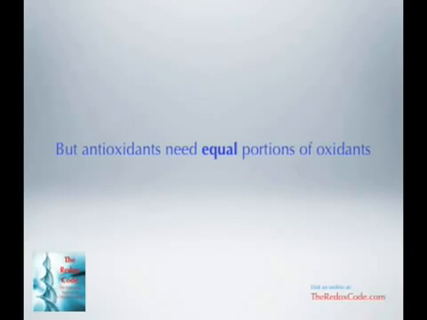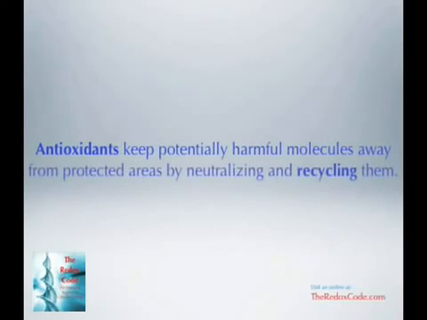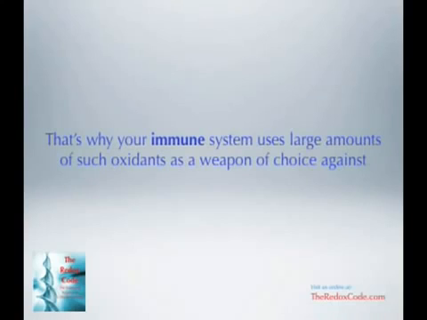But the antioxidants need equal proportion of oxidants and reductants in order to function. So antioxidants keep potentially harmful molecules away from protected areas of the cell by neutralizing and then recycling them. That's why your immune system uses such large amounts of such oxidants as a weapon of choice against harmful invading bacteria and viruses.